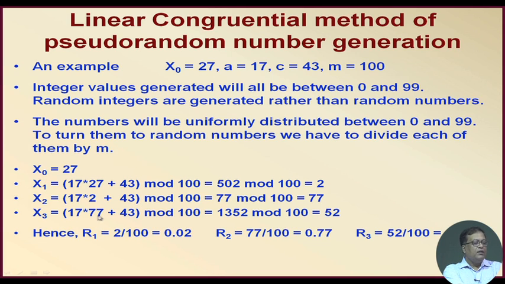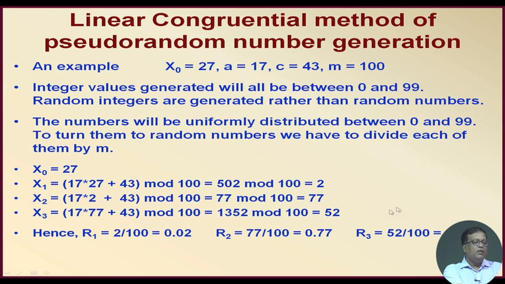Next number: 17 into 77 plus 43 mod 100 will come to 52. So 2, 77, 52: three numbers are generated. Divide by 100, then we get 0.02, 0.77, 0.52. Those will be our random numbers. So you see, this is a deterministic process.